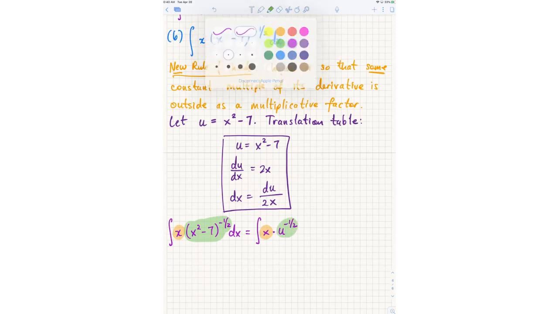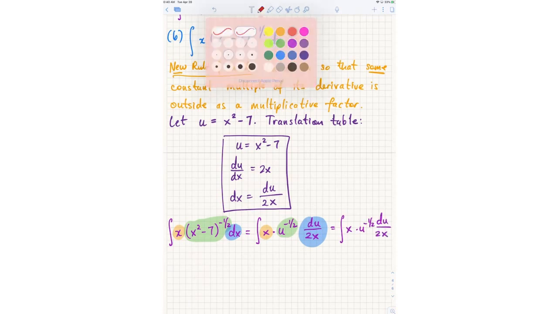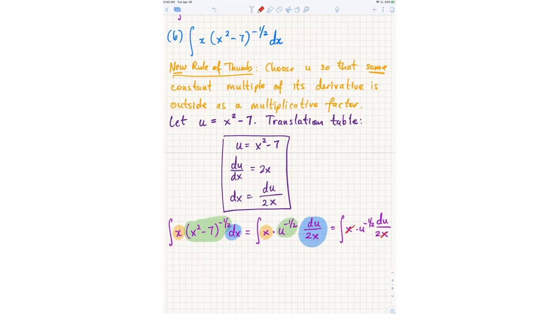And then our dx, we have that in our translation table. That's du over 2x. Just rewriting this neatly, what do we notice? Now we notice that the x's do cancel out. And what are we left with after those x's cancel out? Well, we still have that 2 in the denominator. So we have a constant multiple of 1/2 times u to the negative 1/2 du.